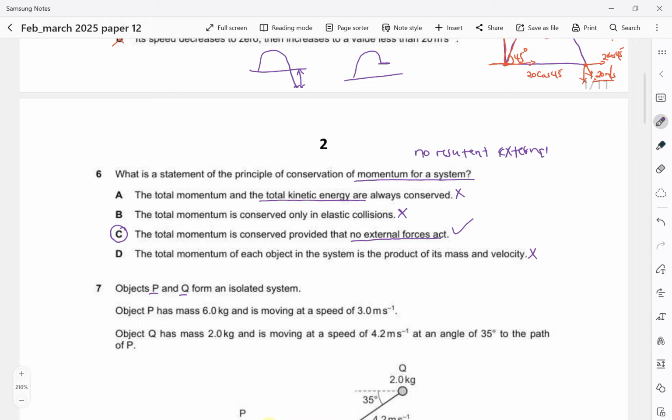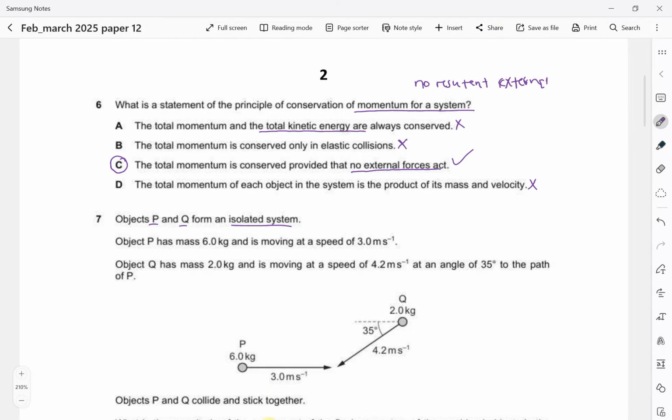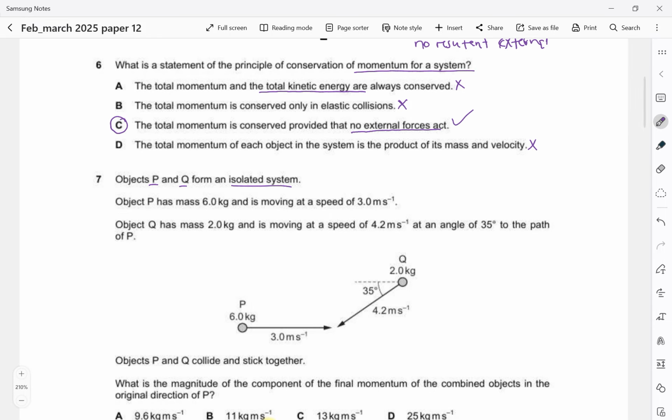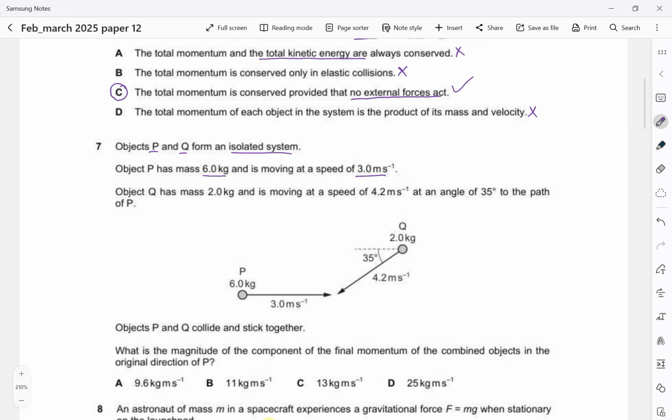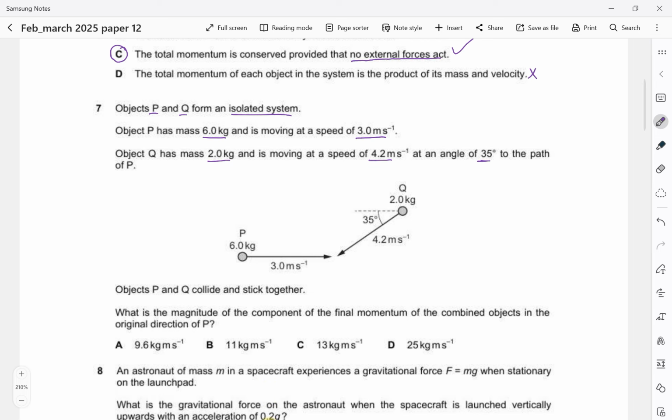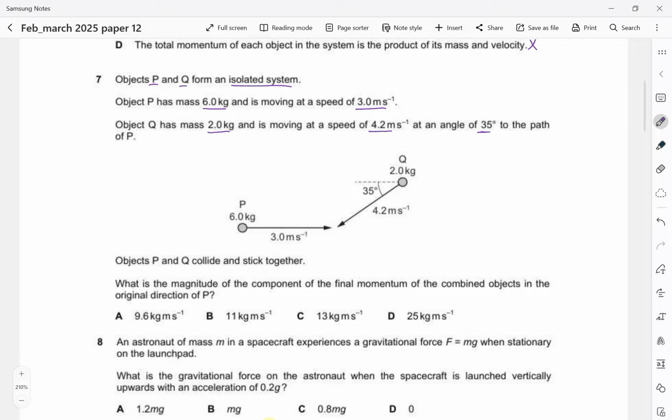Objects P and Q form an isolated system. Okay, that means momentum is going to be conserved. Object P has mass 6 kilograms and is moving at a speed of 3 meters per second. Object Q has mass 2 kilograms and is moving at a speed of 4.2 meters per second at an angle of 35 degrees to the path of P.